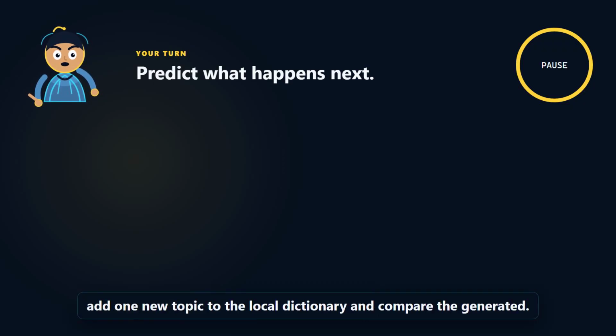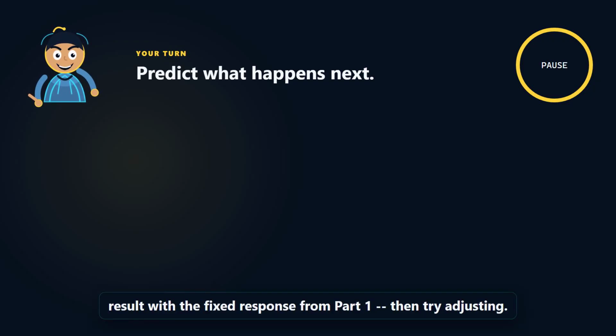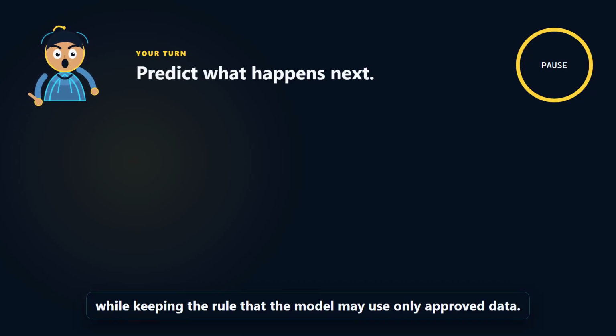For your challenge, add one new topic to the local dictionary and compare the generated result with the fixed response from Part 1. Then try adjusting the instructions while keeping the rule that the model may use only approved data.